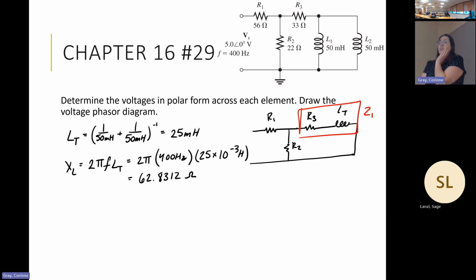So for series RL, I have the ability to write this directly as a rectangular. How would I go through and do that?